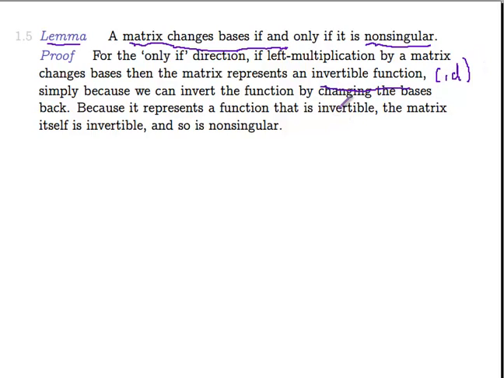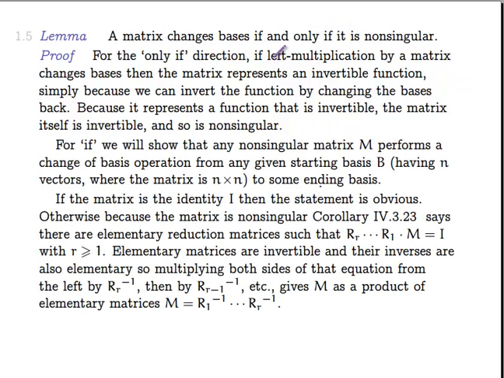So the matrix must be an invertible matrix. So that gives us the first part: if a matrix changes bases, then it is non-singular. Now we want to show that if a matrix is non-singular, then it is a change of basis matrix. The way we'll do that is we'll show that any non-singular matrix M performs a change of basis operation from any given starting basis and some ending basis.